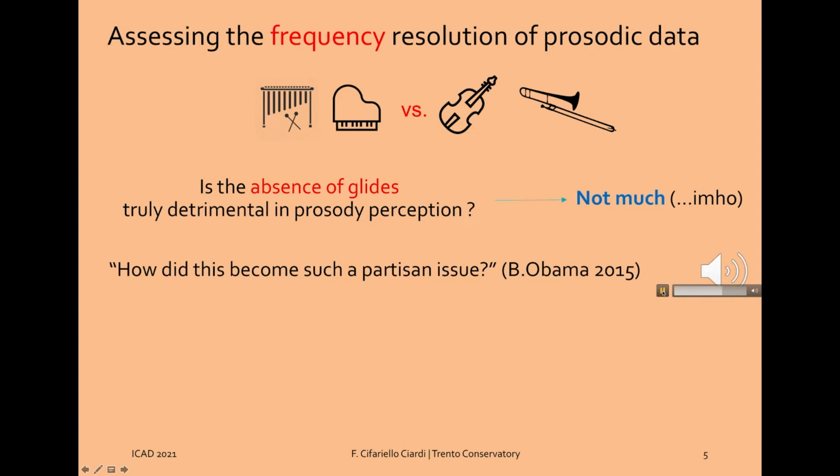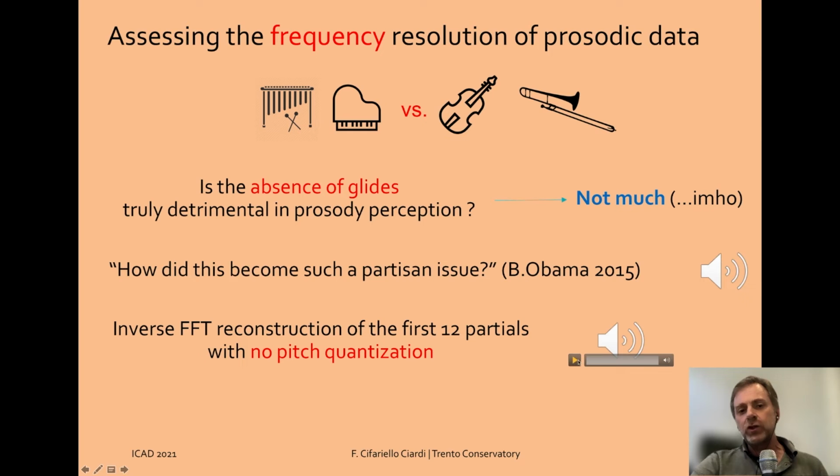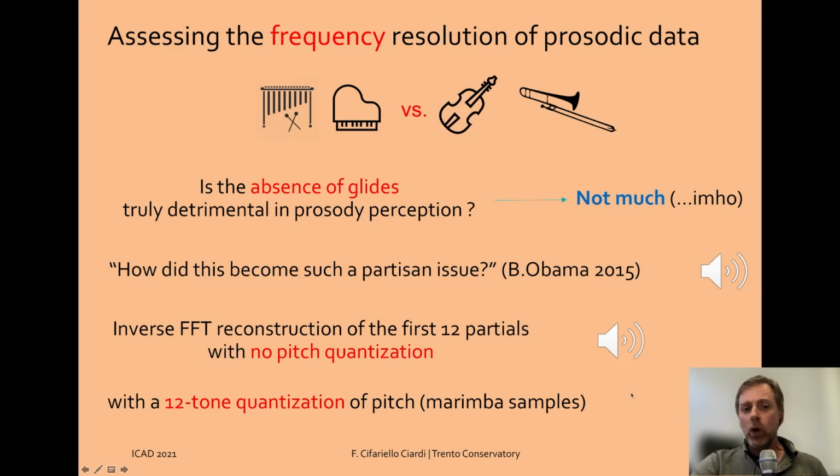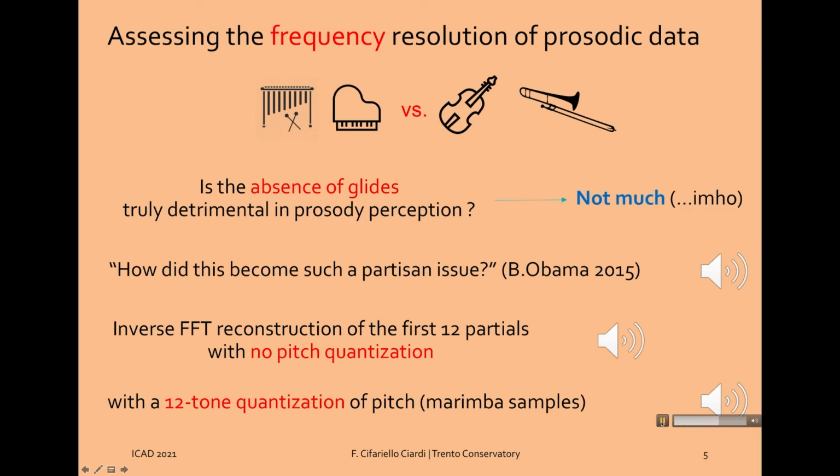How did this become such a partisan issue? Without a reduction in pitch resolution. How did this become such a partisan issue? And with a 12-tone quantization of pitch using marimba samples. How did this become such a partisan issue?